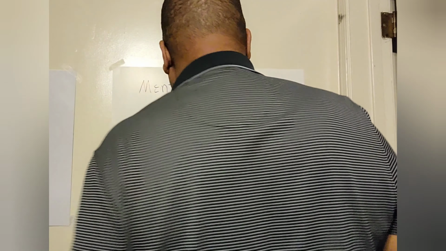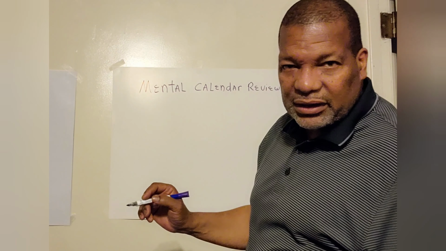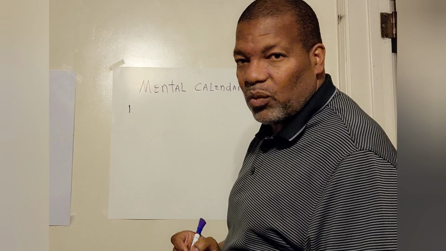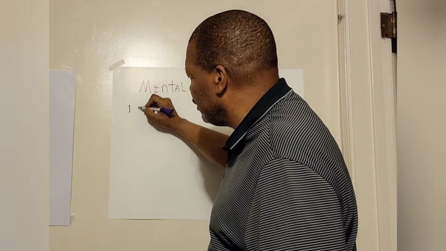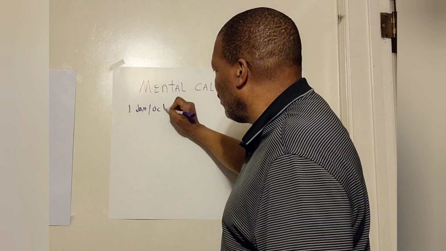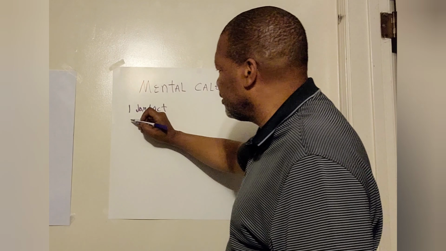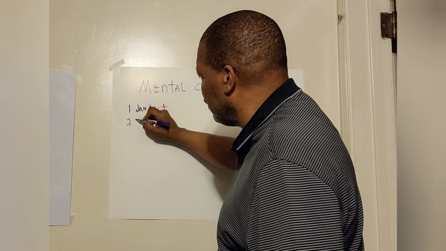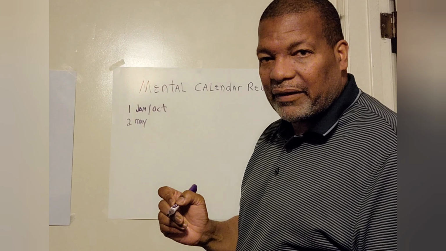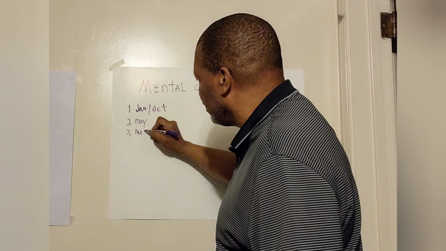Okay, first thing we learned is that the mental calendar has a code. The code is very easy to learn. Looks like this here. There's the number 1. Number 1 is for the months of January and October. The number 2 is only for the month of May. It's a unique code, unique month. The number 3 is for August.